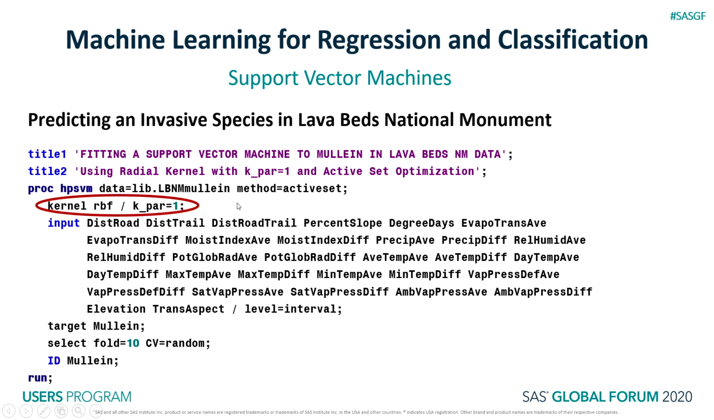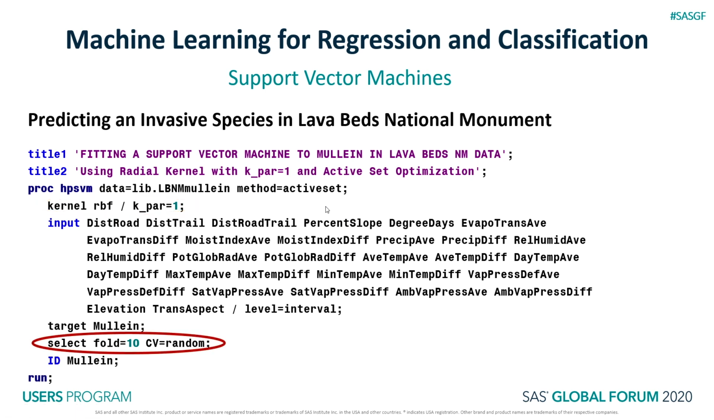The kernel, the RBF there, stands for a radial kernel. And in the vast majority of problems I've ever applied support vector machines to, a radial kernel has outperformed other kernels. In most packages, the radial kernel is the default because it is usually the most accurate. And there's a parameter that goes along with it, and you can see that I've specified that it should be equal to 1.